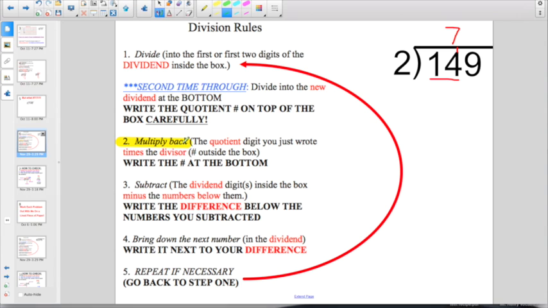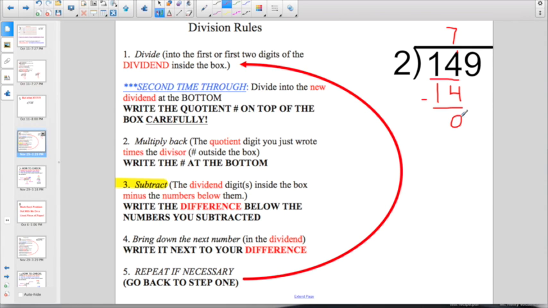Step 2 says multiply back the quotient you just wrote. I just wrote that 7 times the divisor, the number outside the box, right? That hasn't changed. You have to ask yourself, what is 7 times 2? Hopefully you know 7 times 2, hey, that's still 14. Hasn't changed one bit, right? Moving on to step 3, subtract the dividend digits minus the numbers below them. 14 minus 14, hey, that would give us 0, right?